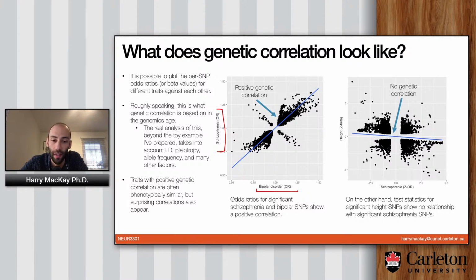So what I'm showing here is an example that I made for you to look at. It's a simplified version of things, but I've taken the odds ratio for a bunch of bipolar disorder associated genes. You can see that, alleles.